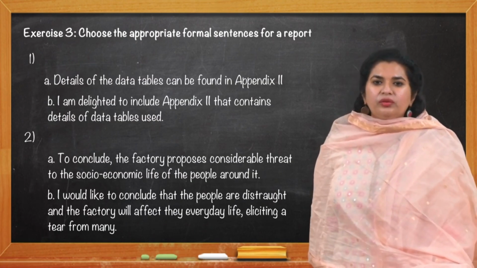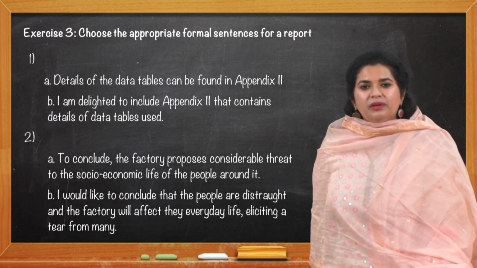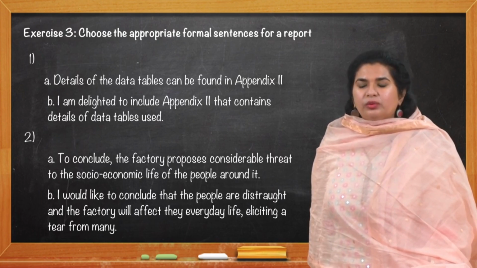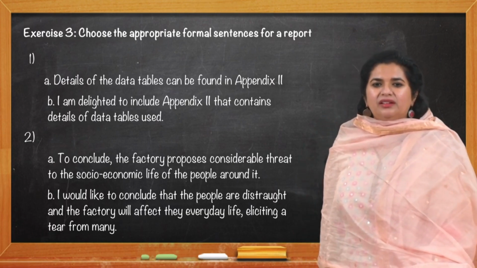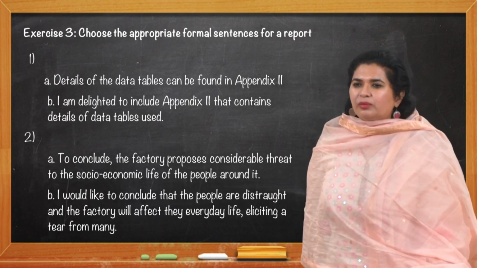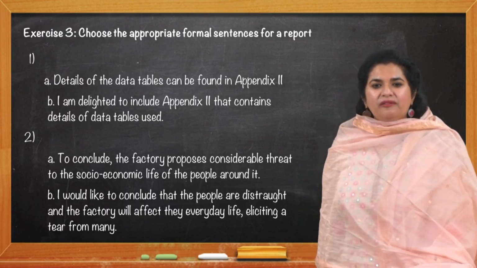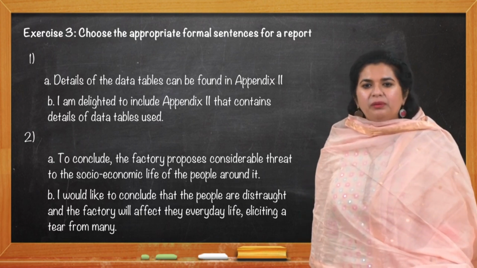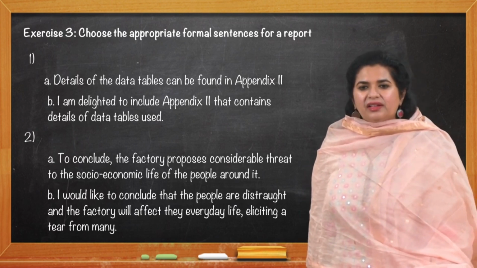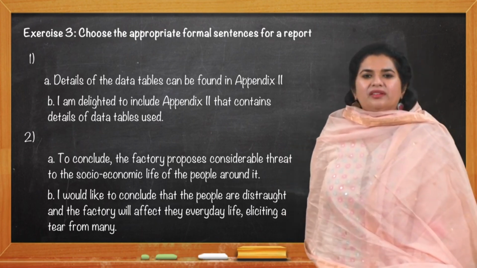This is the next exercise. Choose the appropriate formal sentences for a report. 1. A, details of the data tables can be found in appendix 2. Is this better? Or B, I am delighted to include appendix 2 that contains details of data tables used. Which do you think is more appropriate for a formal report? Second, A, to conclude, the factory poses considerable threat to the socio-economic life of the people around it. B, I would like to conclude that the people are distraught and the factory will affect their everyday life, eliciting a tear from many. Now, look at the choices here.